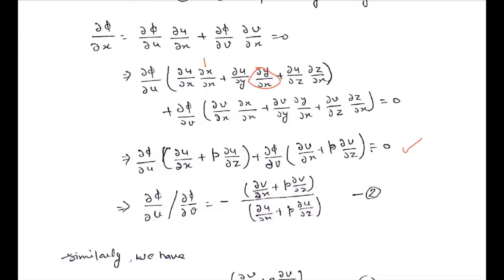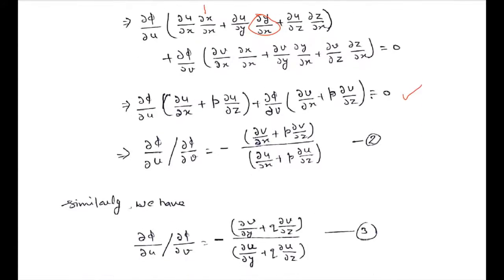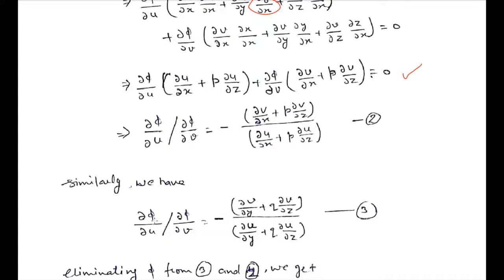Similarly, now we differentiate phi(u, v) equals 0 partially with respect to y. And when we solve this, we get del phi over del u upon del phi over del v is equal to minus (del v over del y plus q del v over del z) upon (del u over del y plus q del u over del z). Just as in the previous equation, replace x with y.